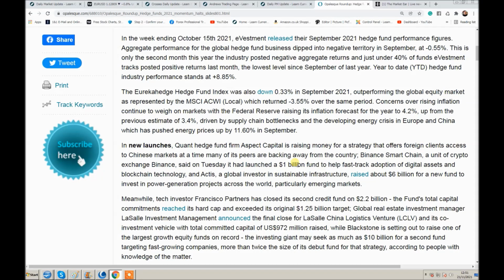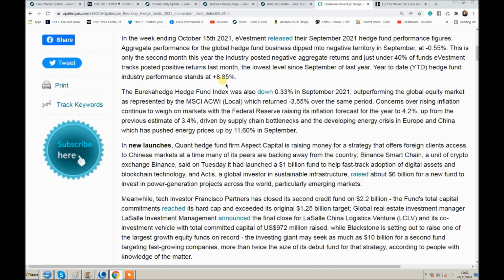Okay, now I've brought up Hope Place, which do a survey of a number of hedge funds, and you can see on this article, hedge fund industry performance year to date stands at 8.85%. Okay, that's the average performance. Now, a lot of beginners, when they come in the markets, think hedge funds make hundreds of percent or whatever. They don't. They very rarely get into double figures year on year.